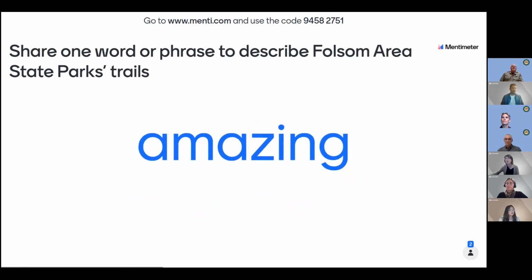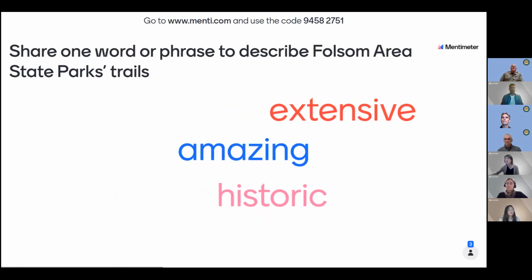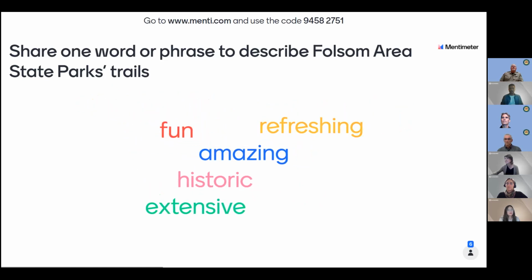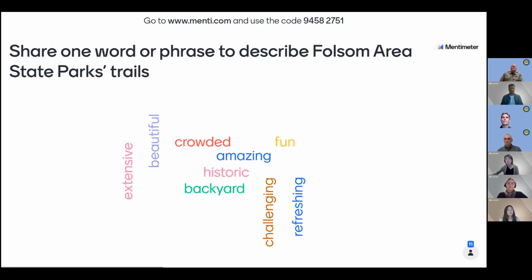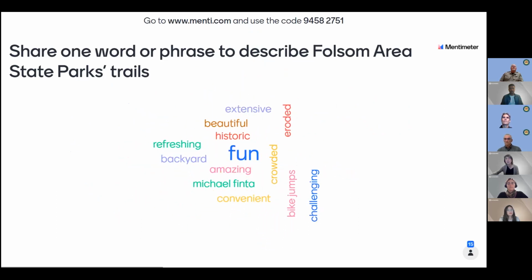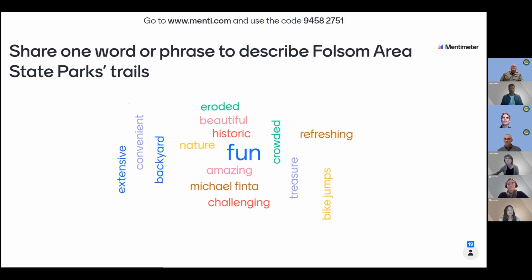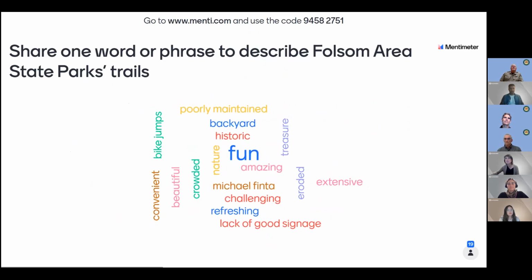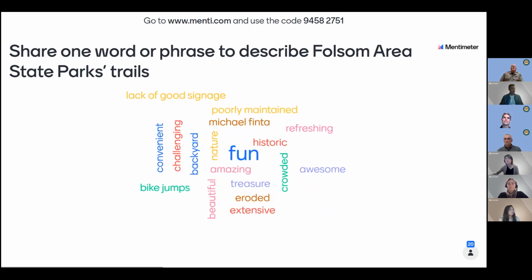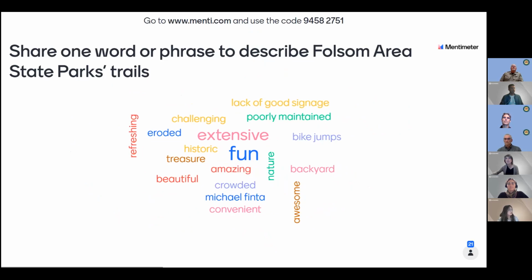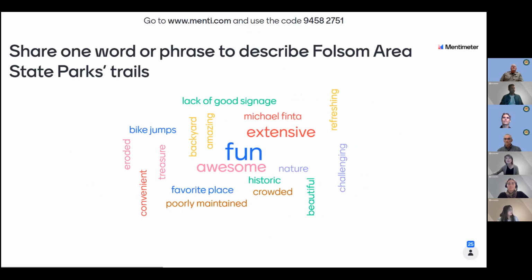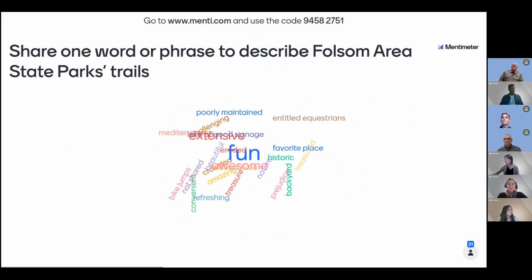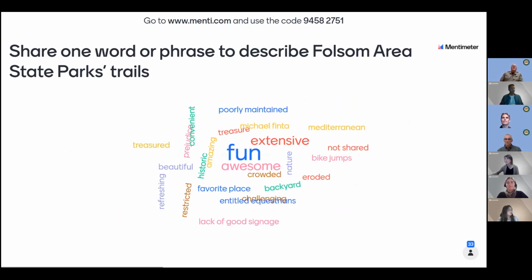So any word that comes to mind. The first ones really make an impact because they come in so large. So again, people are checking in their ideas, their thoughts about one word that represents the trails at Folsom area state parks. And it looks like we're getting a good mix of things that people love about the trails, as well as some of the challenges or things that could be improved.